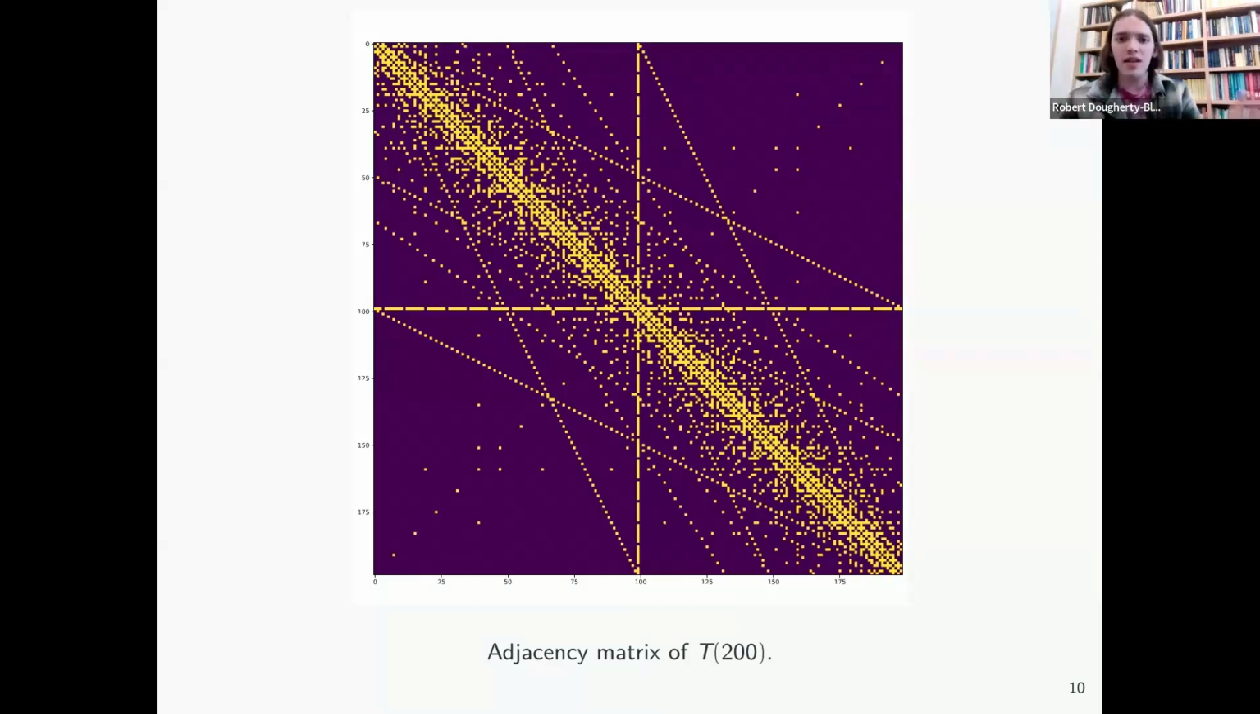And what I want to point out, at least for now, is that there's a lot more purple than there is yellow. So you were a little misled if you thought it was mostly powers of 2, because actually it becomes fewer and fewer powers of 2 as a proportion of all the possible edges, all the possible entries, as you get bigger and bigger.